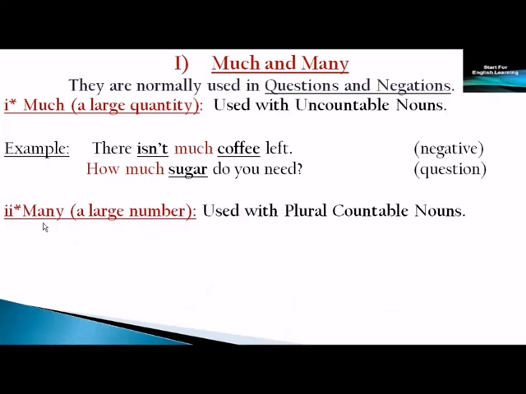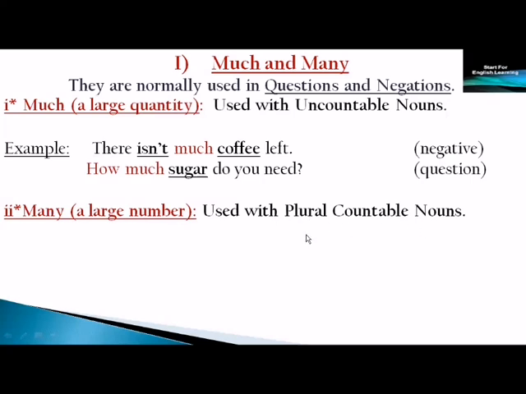Number 2, many. We use many to talk about a large number of something. It is used with plural countable nouns. Countable nouns are the nouns which we can count. We can say 1 boy, 2 boys. The word boy is a countable noun. We use many with plural countable nouns.